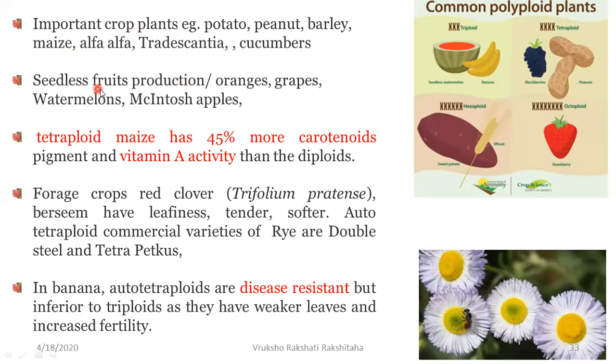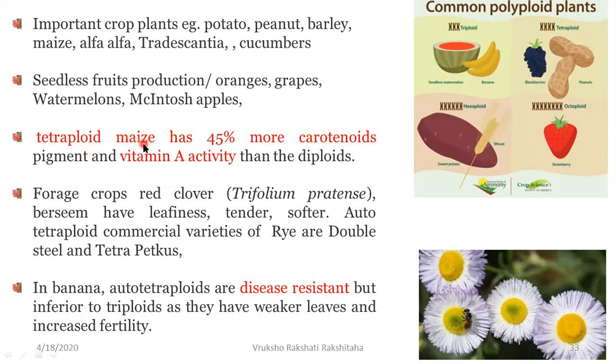There are seedless fruits like oranges, grapes, watermelons, and Macintosh apples. Apples are both autotriploids as well as autotetraploids. Similarly, grapes are both autotriploids as well as autotetraploids. You can see over here watermelon, banana, grapes, then groundnuts and strawberries, and this is sweet potato, which is an autohexaploid. Kindly excuse this wheat. Wheat is an allopolyploid.